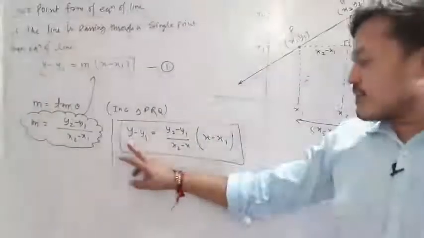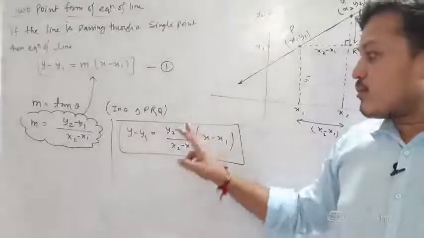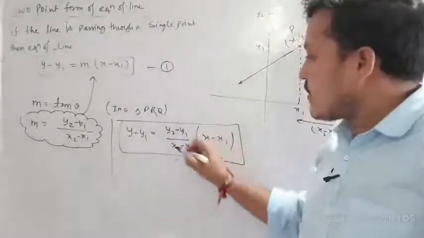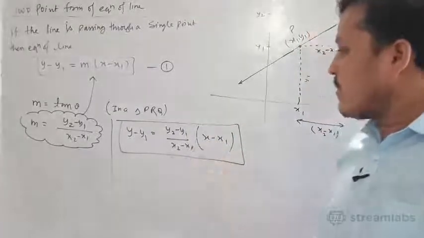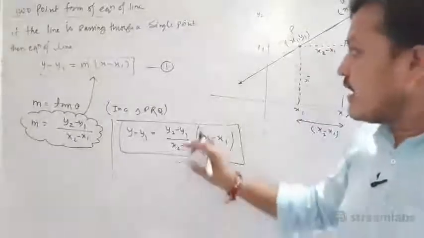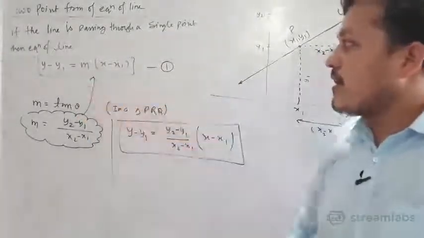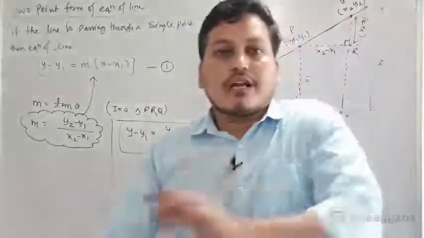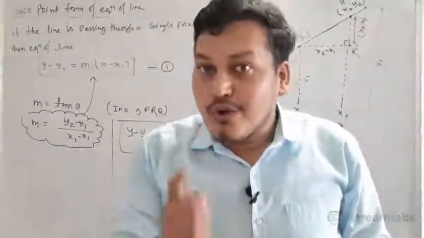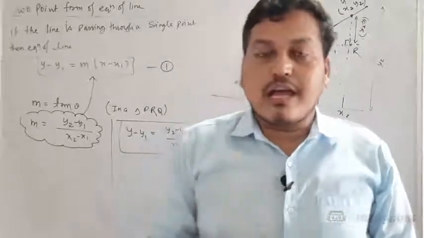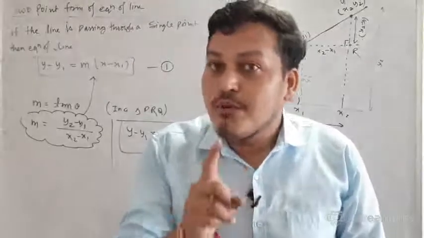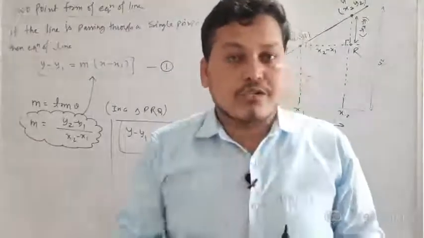With the help of the two points, first of all we calculate the slope, y2 minus y1 upon x2 minus x1, then substitute this value in this format. So mainly there are three equations. The first form is when the slope m and intercept c are given: y is equal to mx plus c. That is the general equation of the line.